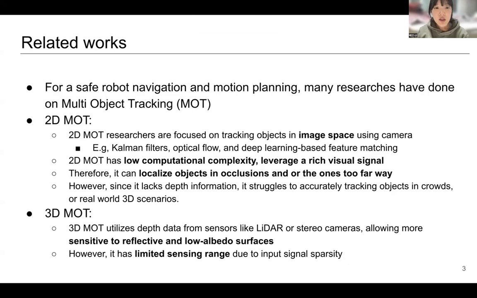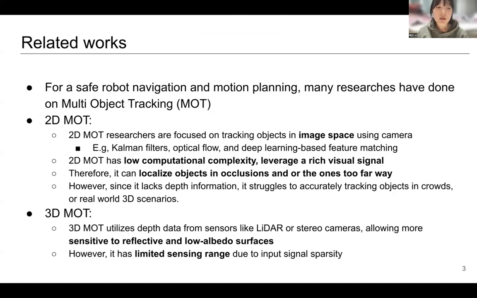For 2D MOT, research is focused on tracking objects in image space using cameras, for example, Kalman filter, optical flow, etc. 2D MOT has a low computational complexity, which leverages a rich visual signal. Therefore, it can localize objects in occlusions and those far away. However, since it lacks depth information, it struggles to accurately track objects in crowds or real-world 3D scenarios.